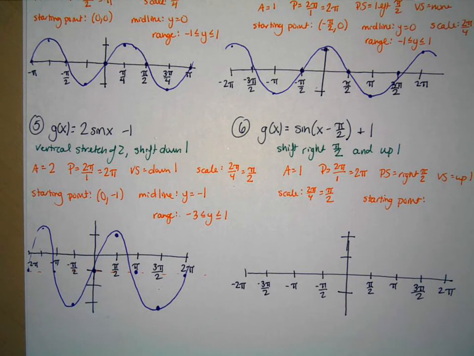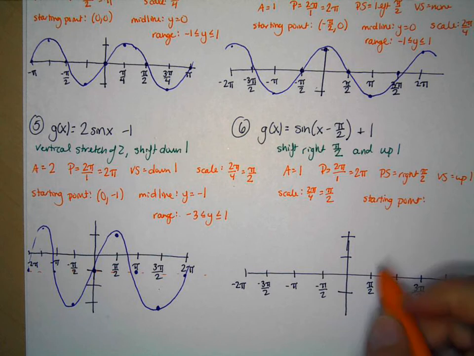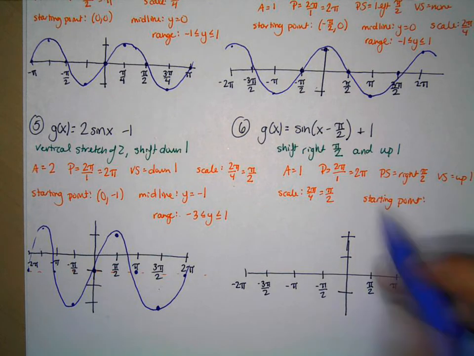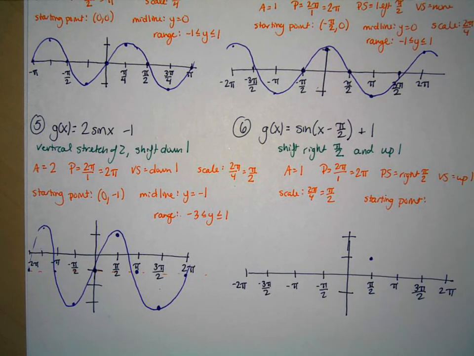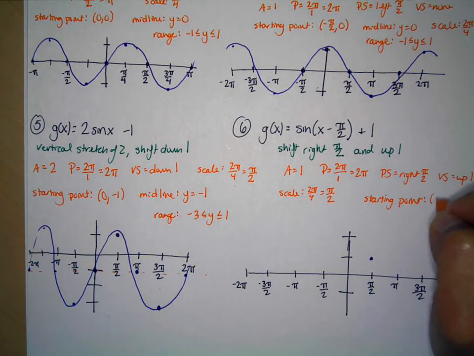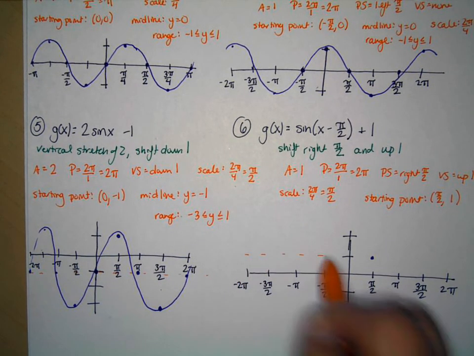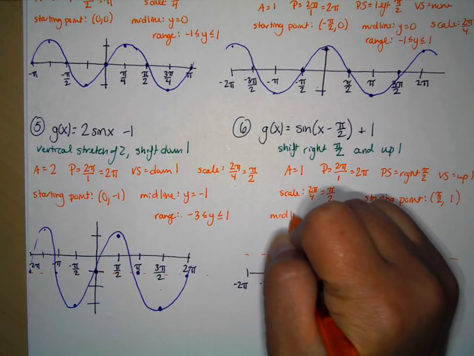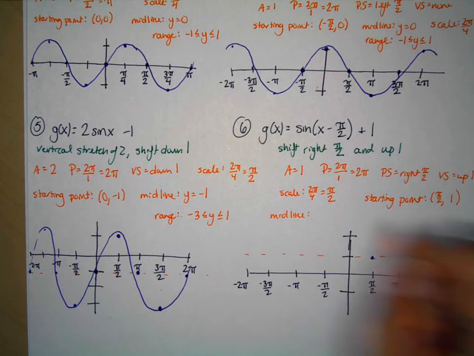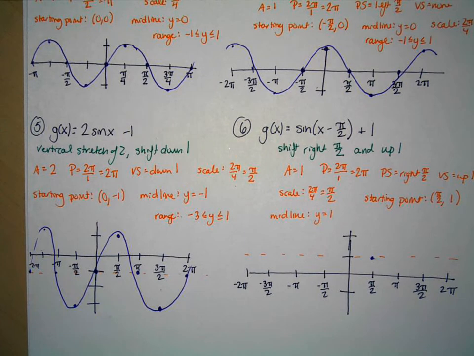So normally sine starts at 0, 0, but we have some shifts. So we're going to be shifting right pi over 2 and up 1. So our starting point is positive pi over 2, comma 1. If it helps, you can add in that midline. So this time our midline is at positive 1, so y equals 1. And now we're going to graph our points.